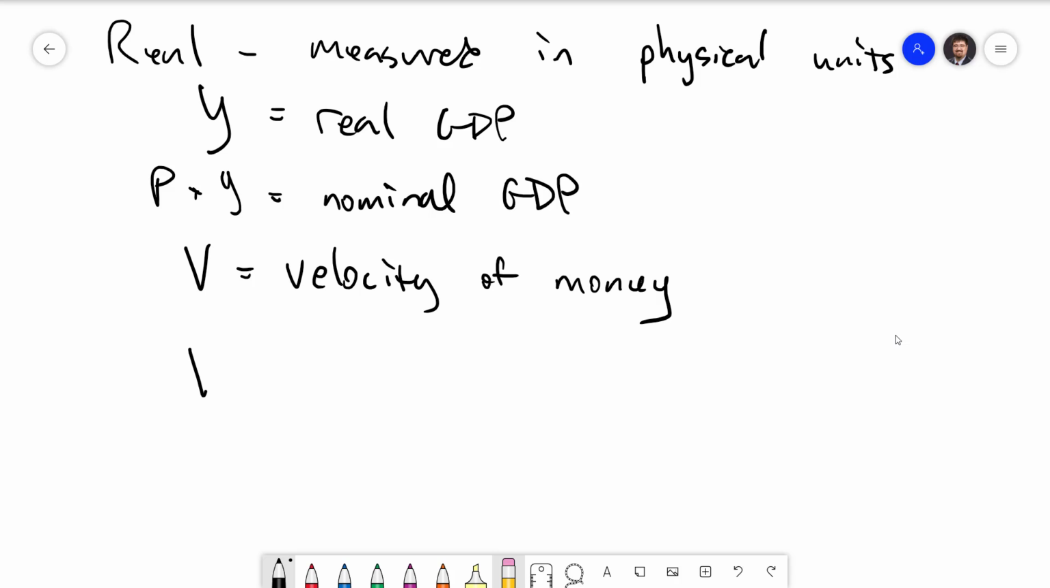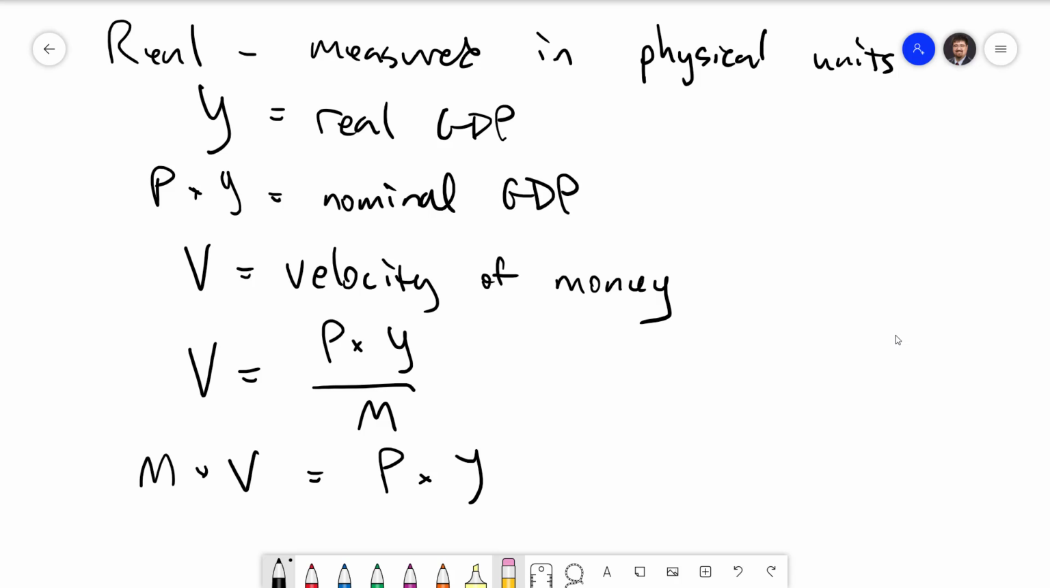We define the velocity of money as the nominal GDP, that's P times Y, divided by M. Remember that P times Y is the total amount of expenditure in an economy measured in terms of money. M is the total amount of available money. So the number of times that a typical dollar changes hands in a year is the nominal GDP divided by the total amount of money. We can also rearrange this by multiplying both sides by M to get M times V equals P times Y. This is what we call the quantity equation.